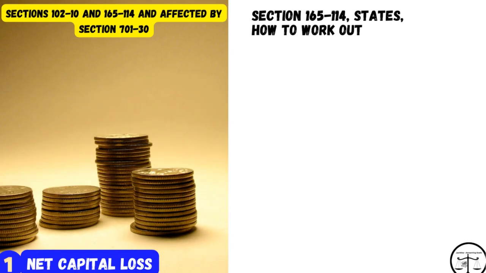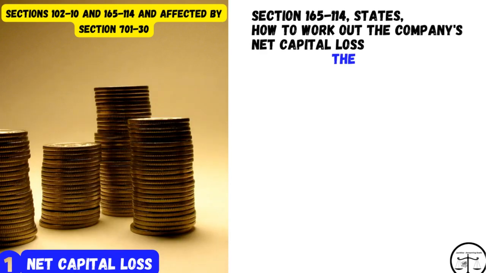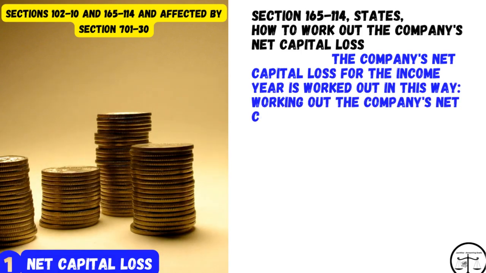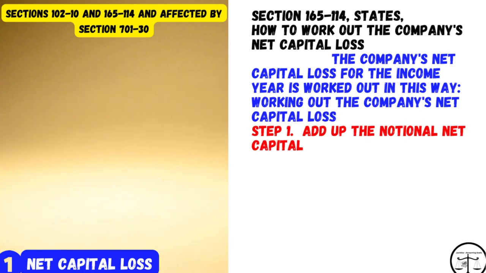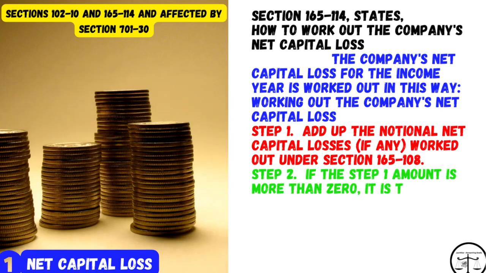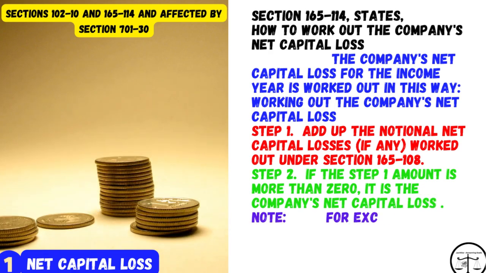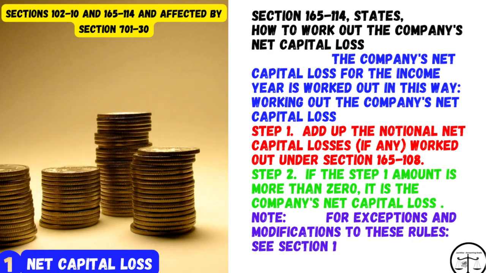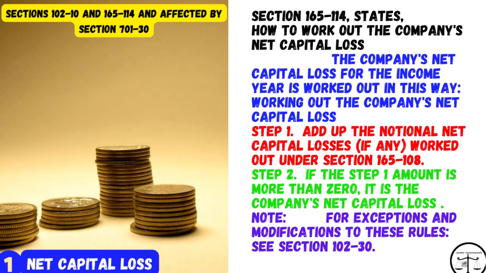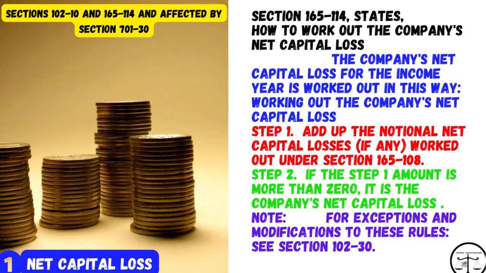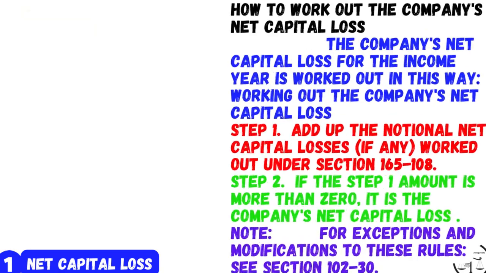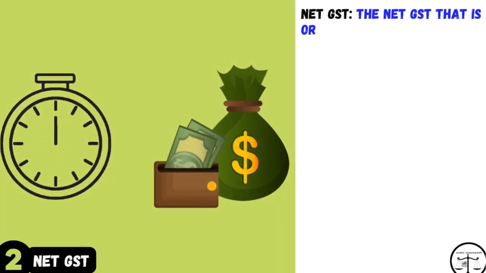Section 165-114 states how to work out the company's net capital loss. The company's net capital loss for the income year is worked out in this way. Working out the company's net capital loss. Step 1. Add up the notional net capital losses, if any, worked out under section 165-108. Step 2. If the Step 1 amount is more than 0, it is the company's net capital loss. Note, for exceptions and modifications to these rules, see section 102-30. Next word.